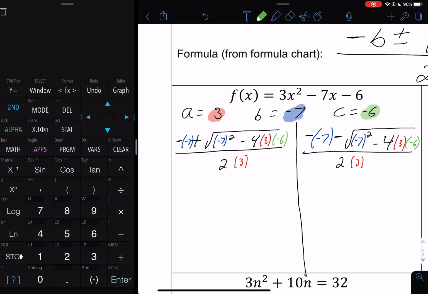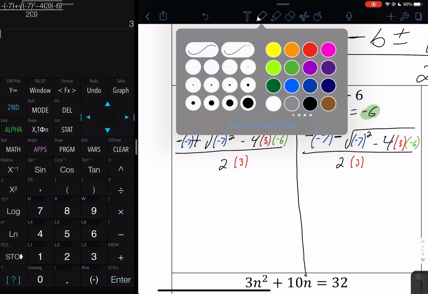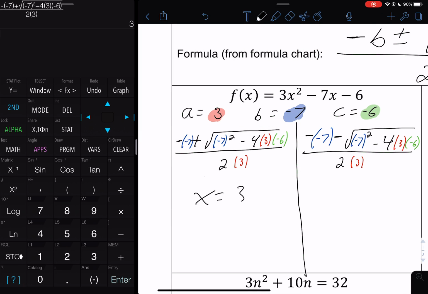Negative, parentheses, negative 7, close parentheses, plus the square root, so that's second square root, of parentheses, negative 7, close parentheses, square, minus 4, parentheses, 3, close parentheses, parentheses, negative 6, close parentheses, and everything will be over 2, parentheses, 3, close parentheses. You press enter, and this is your first x-intercept, and this happens at x equals 3. You need to do it again, okay, but this time with the negative.